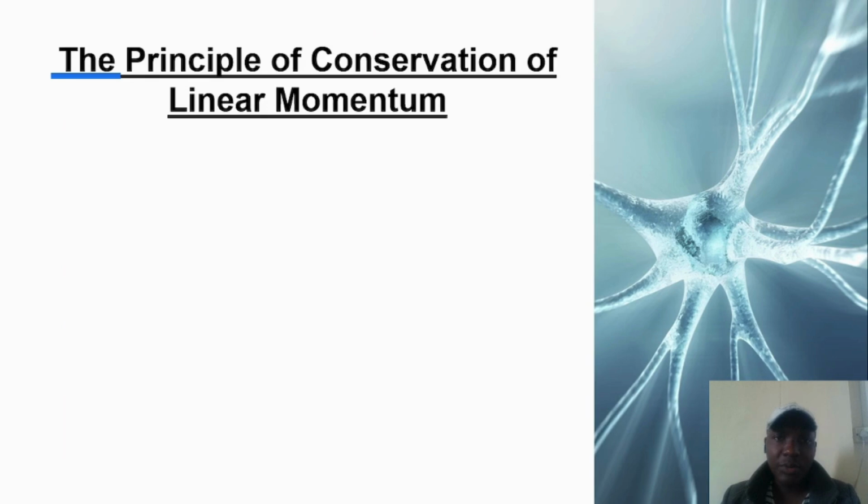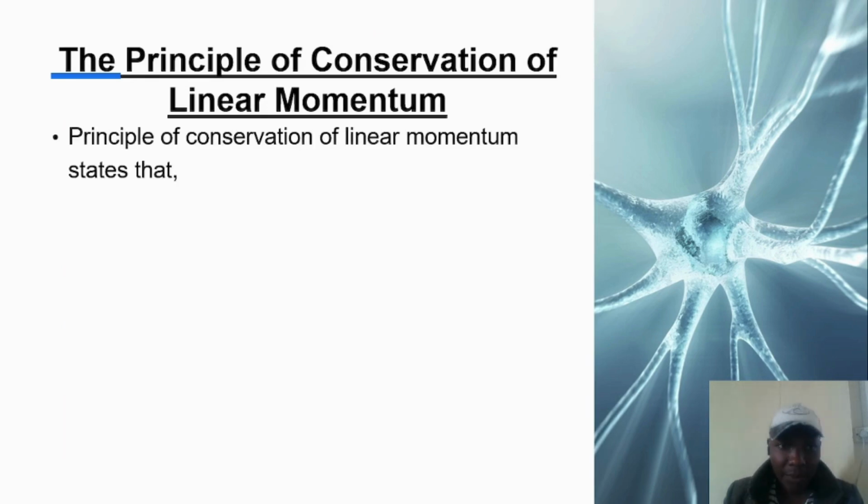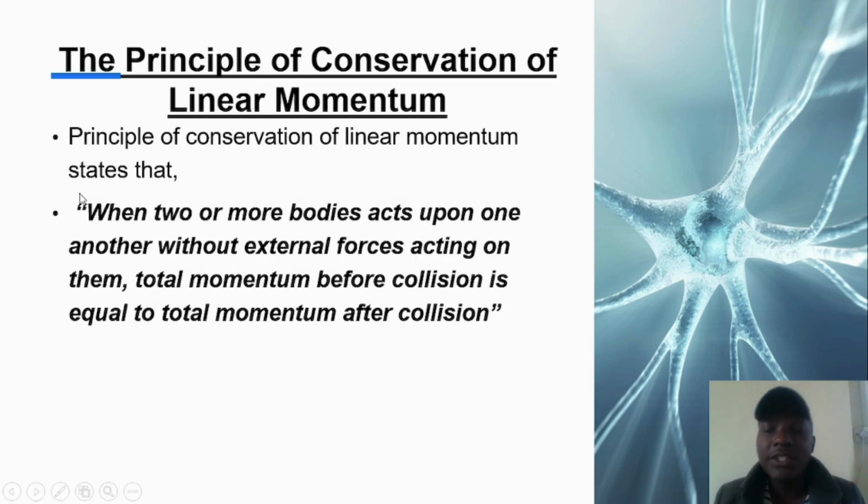Now, let's see the principle of conservation of linear momentum. The principle of conservation of linear momentum is that when two or more bodies act upon one another without external forces acting on them, the total momentum before collision is equal to the total momentum after collision.